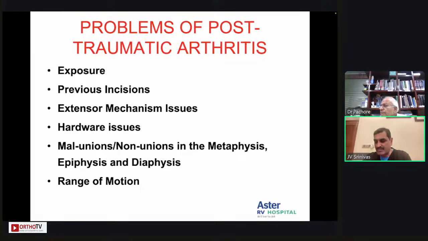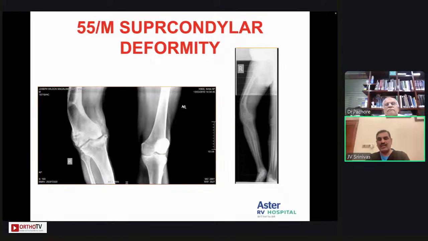Hardware, in case some previous surgery has been done, an osteotomy or a fixation for a fracture, a plate or implants inside, hardware issue is there. Malunion, non-union in the metaphysis again is a challenge, and definitely a range of movement. Because of the adhesions and other issues, the range of movement is reduced. So whenever you have a malunited fracture with a stiff knee like this, you need to address both the problems.